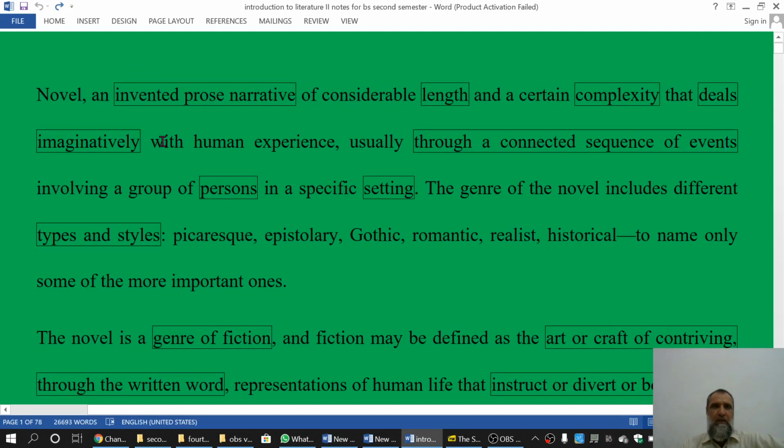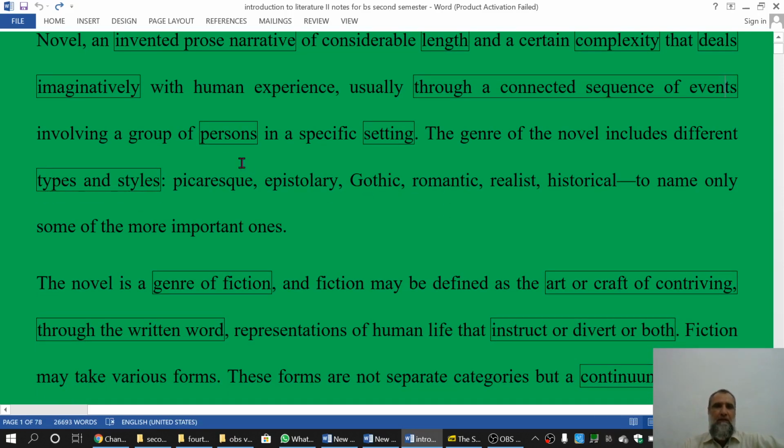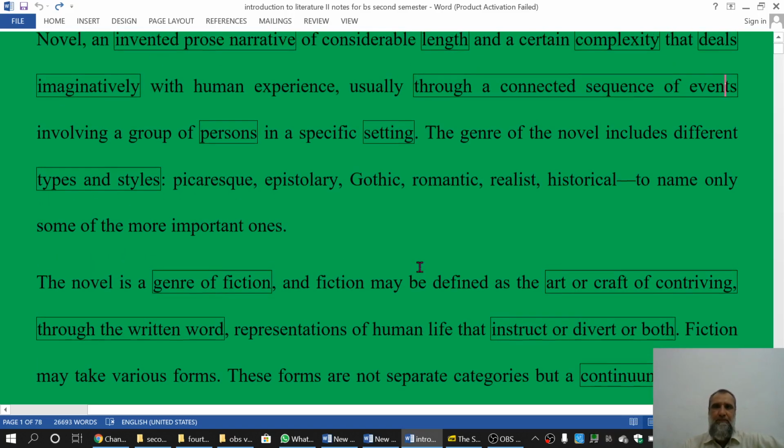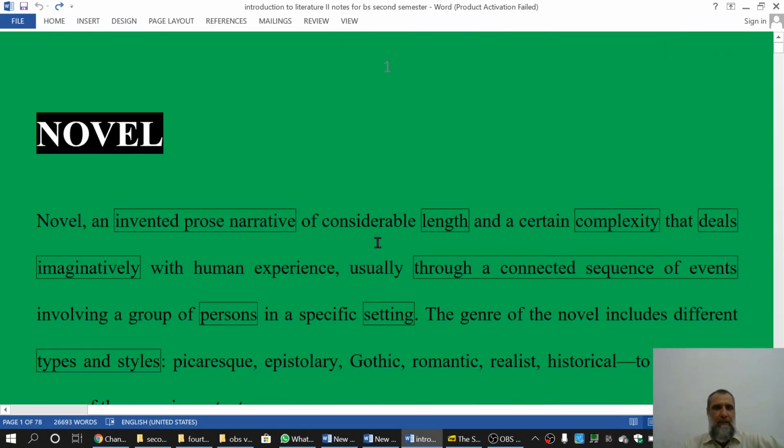A novel therefore is an invented prose narrative. It is of some length, it has complexity, it deals with human experience imaginatively, and the story is told to us through connected sequence of events, and it involves a lot of people, group of characters, there is characterization, there is setting, there is theme. There are different types of novels: picaresque, epistolary, gothic, romantic, realist, historical, and we will discuss them by number.